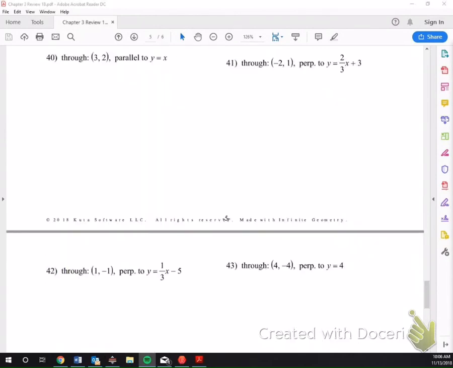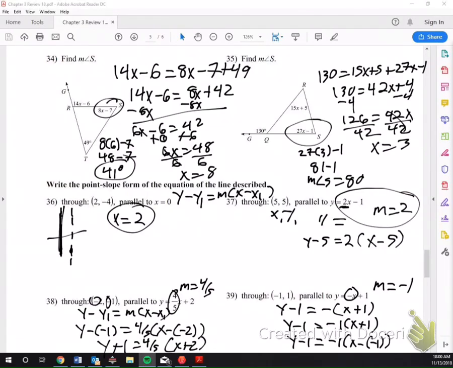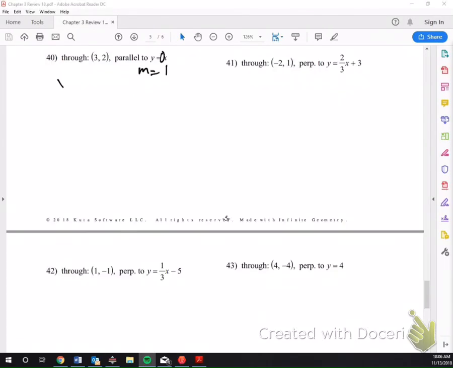Now, last little bit. These are the last 4. Almost there. So now if we look at number 40, it's through 3, 2 and parallel to y equals x. Well, the coefficient there is 1. So we know our slope is 1 for any parallel line. So you go y minus 2 equals 1 times x minus 3. You can also just write that as y minus 2 equals x minus 3.